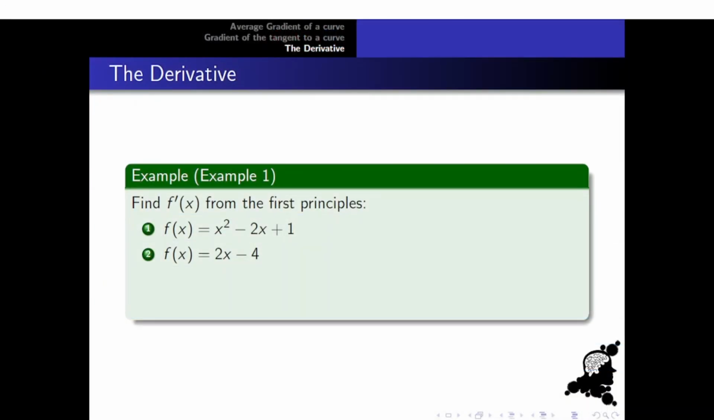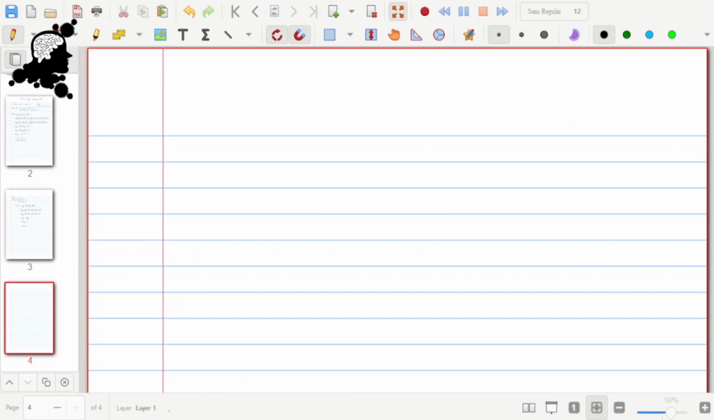So, the next question wants us to find the derivative of 2 over x. So let's look at this one. And this is an interesting one. So, we are given f of x is equals to 2 over x. We said the first thing we need to do is write f of x plus h as 2 over x plus h.